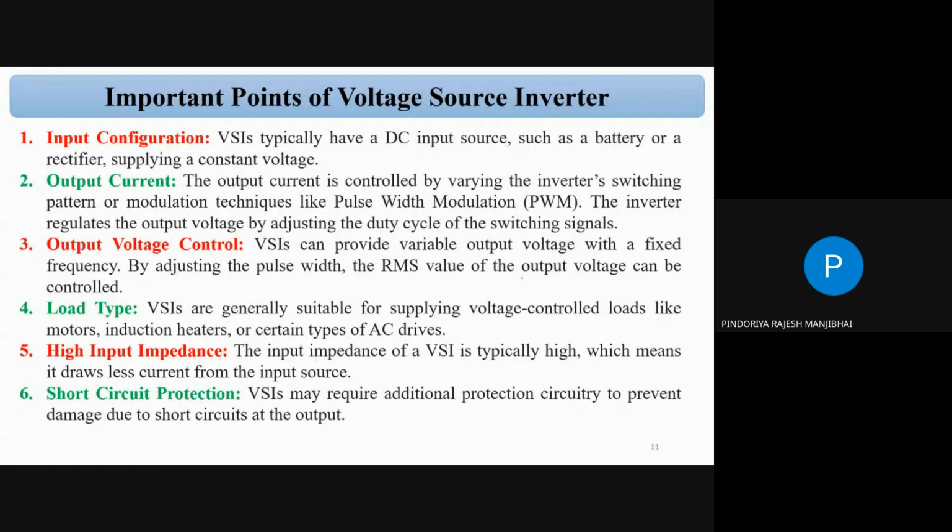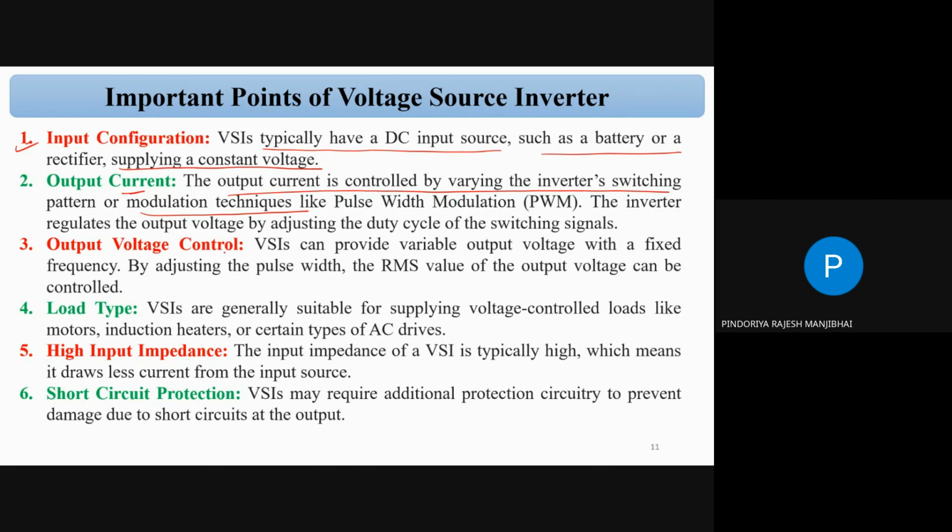Yes. So, important points of the voltage source inverter. There are six important points. First one is the input configuration. VSI typically has a DC input source, such as a battery or a rectifying supply, providing constant voltage. Second, output current. The output current is controlled by varying the inverter switching pattern or modulation technique. So depending on the modulation technique, we can control the output current.